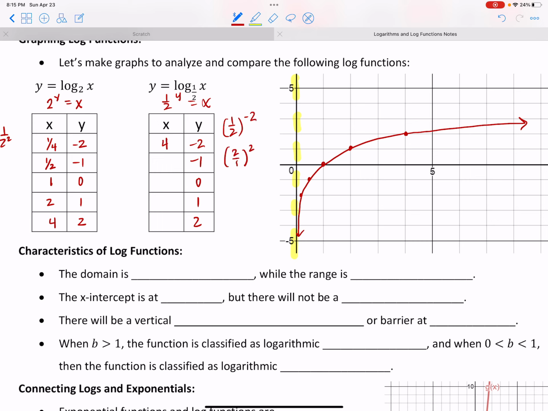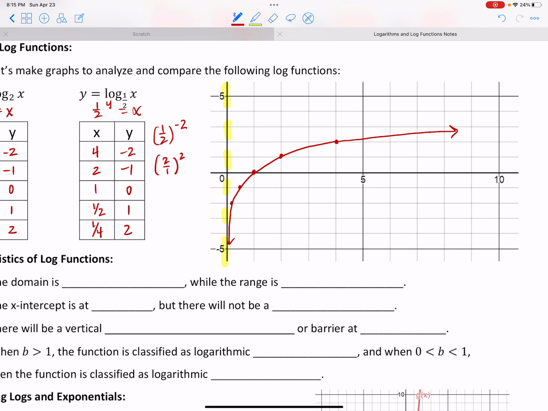And then this one's going to be 2, and anything to the power of 0 is 1. 1/2 to the first is a half. 1/2 squared makes a fourth. So again, we're going to see a decreasing situation instead.